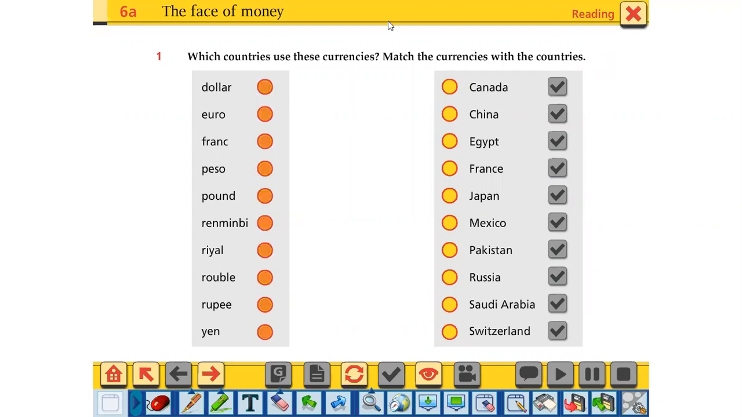Good afternoon, students. Today we're talking about the face of money. Which countries use these currencies? Currency is a moneda. Match the currencies with the countries. Okay, these are the currencies. These are countries.